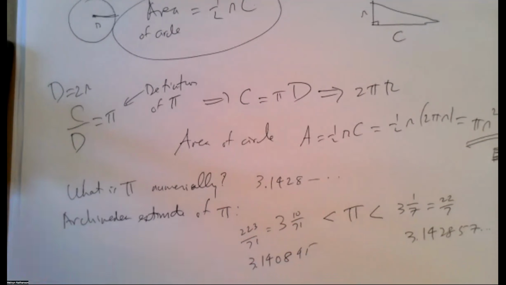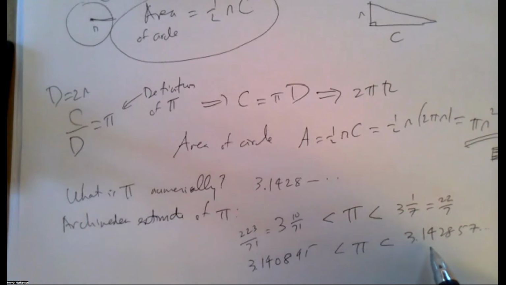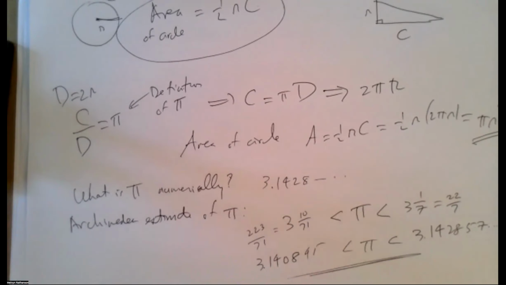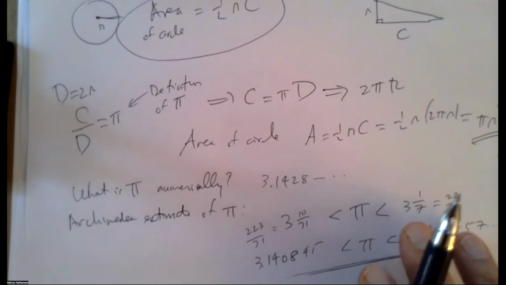So, yeah, okay. Actually, it's in the book too, I didn't even see that. 3.140845, 3.142857. So this has pi accurate to a thousandth, basically. It has 3.14 something, right? I mean, this is an amazingly good approximation to pi, given the state of the art at the time. So this is numerically what pi is.